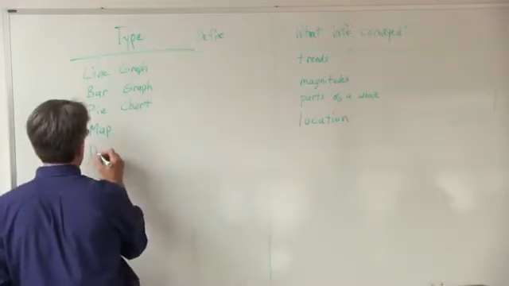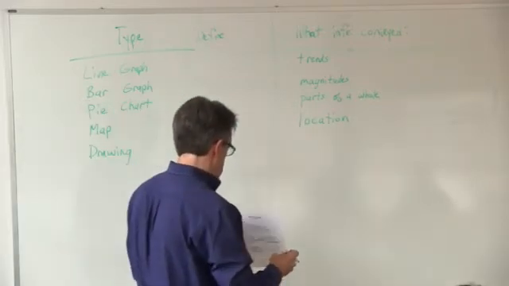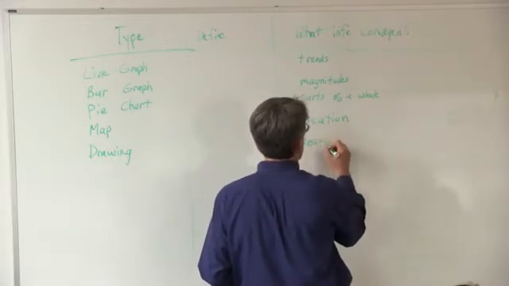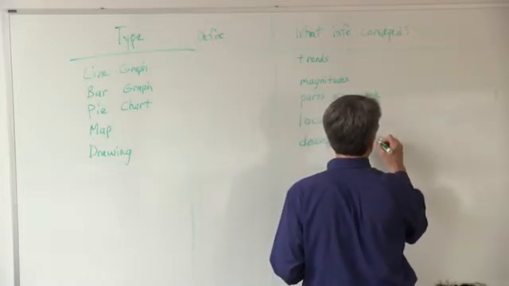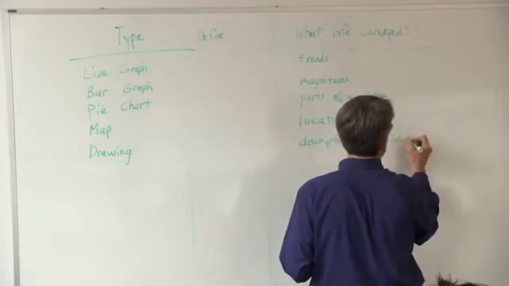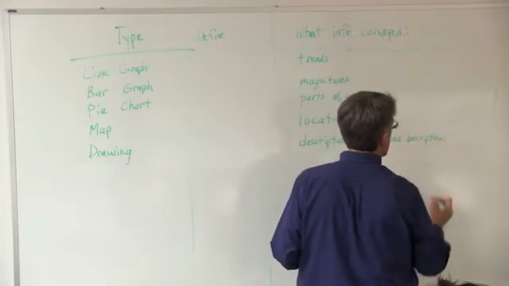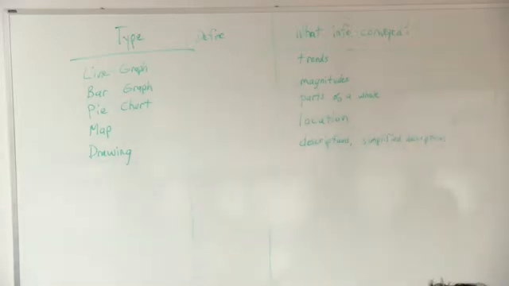Another one is a drawing of some kind. And this is good for descriptions, especially simplified descriptions. Okay, they're usually simplified in some way. Okay, so let me show you, now let me go back up to the front here, and let's show a couple of other examples of other types.